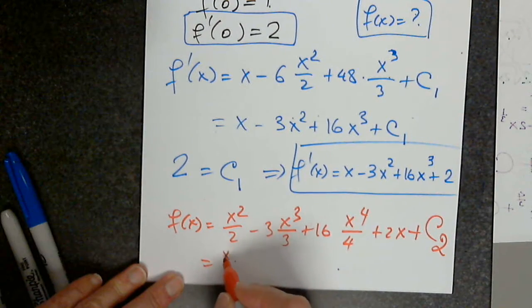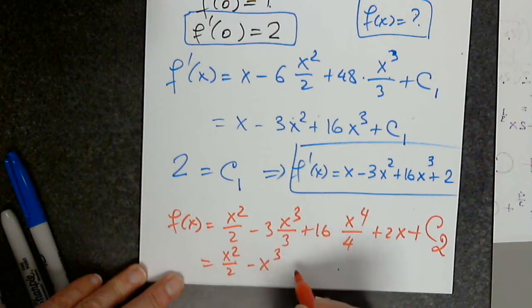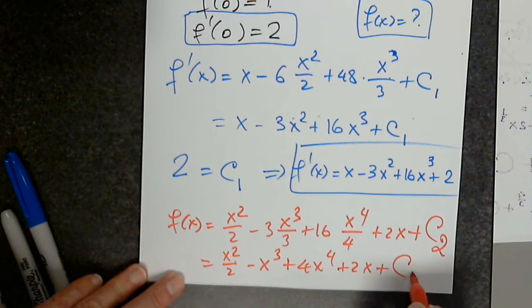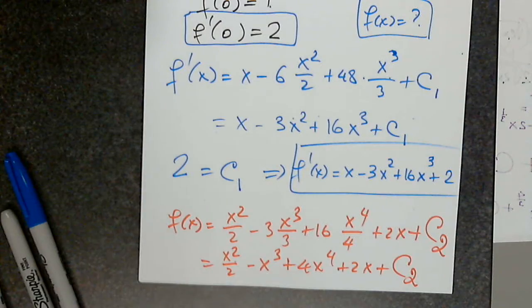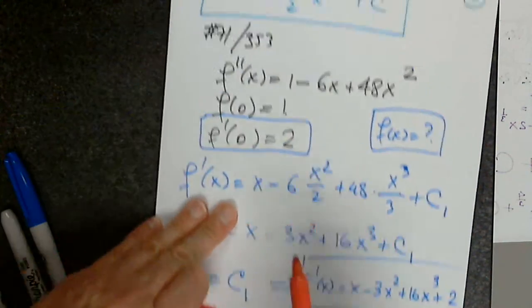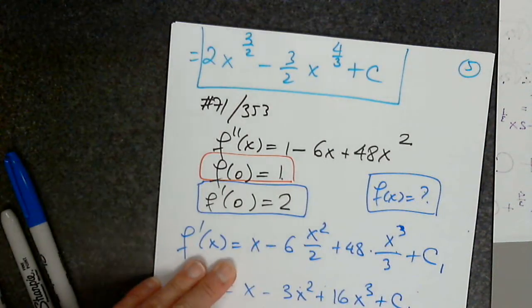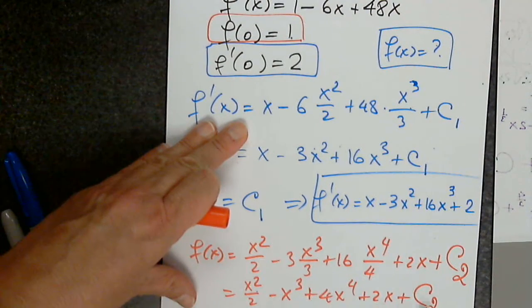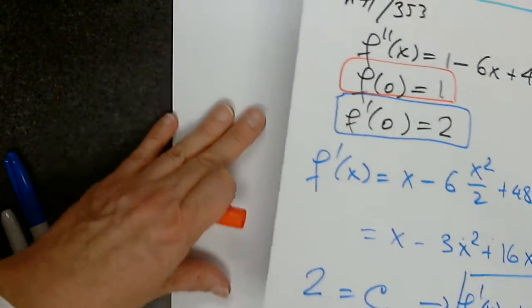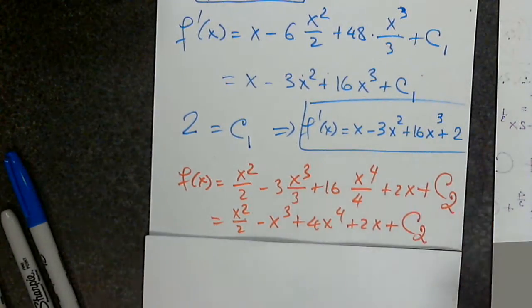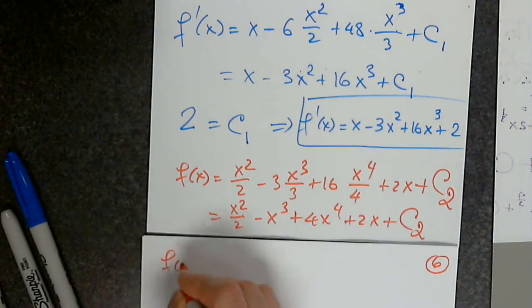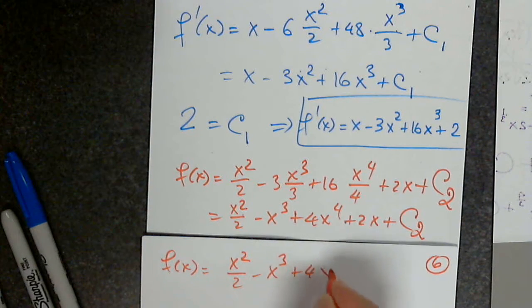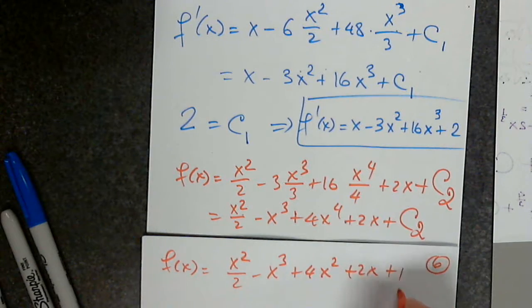And I will simplify. x squared over 2 minus x cubed plus 4x to the 4th plus 2x plus c2. And now I will use this information to find c2. So 0, 0, 0, 0. So then c2 must equal 1. Very good. Excellent. So then f of x equals x squared over 2 minus x cubed plus 4x squared plus 2x plus 1.